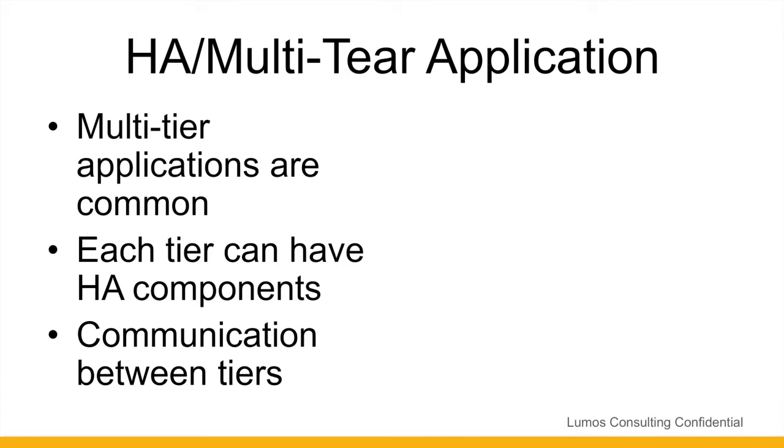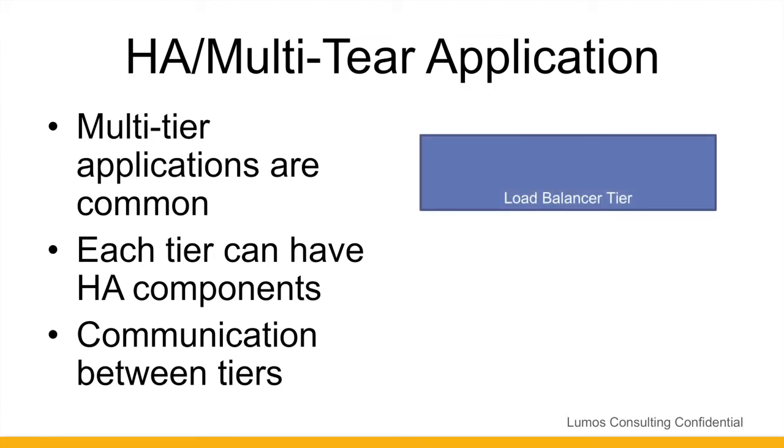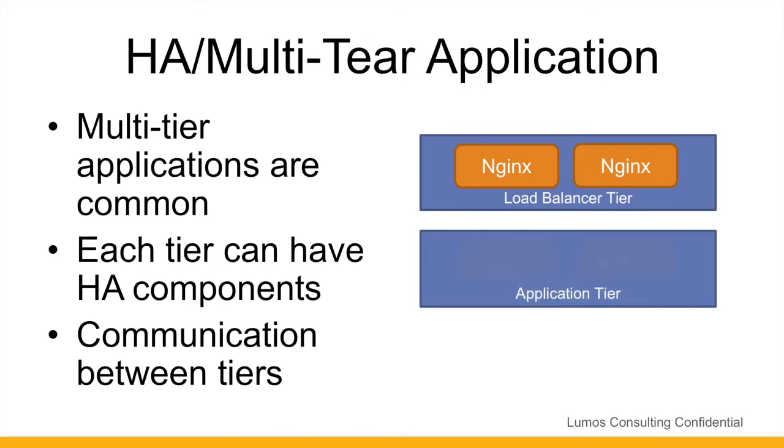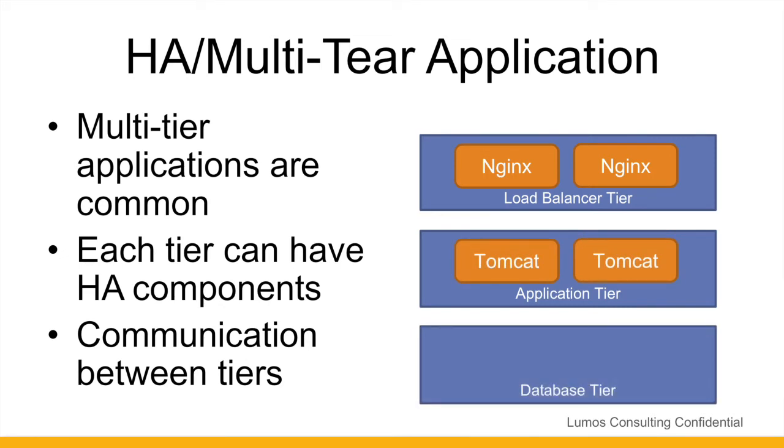We also have HA and multi-tier for these applications. So multi-tier applications are common. Those are things that have a load balancing tier, something running Nginx. They'll have a web server tier, database tier, etc. And then each tier can have HA. So in this case, we've got a load balancing tier. We've got 2 Nginx servers running in active standby. We've got an application tier that's running 2 Tomcat servers running active. And then we've got a database tier that is running 2 MySQL servers, and those are probably running active standby.